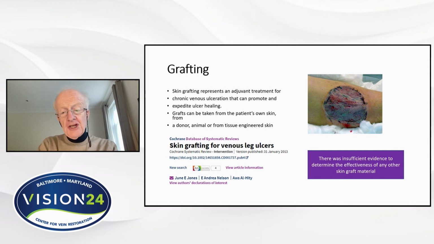There certainly is no evidence to suggest that skin grafting or any skin substitutes are of any benefit with respect to venous leg ulcer healing. Next slide, please.